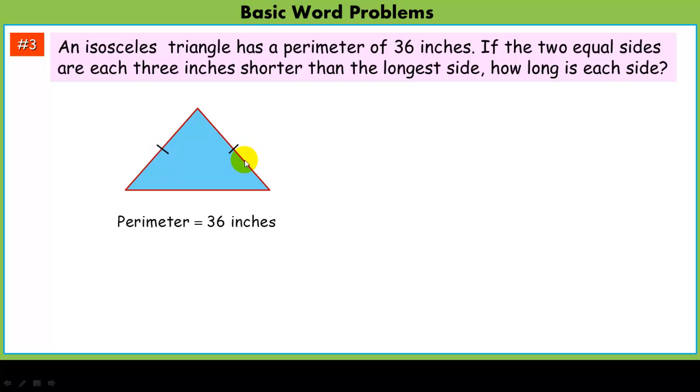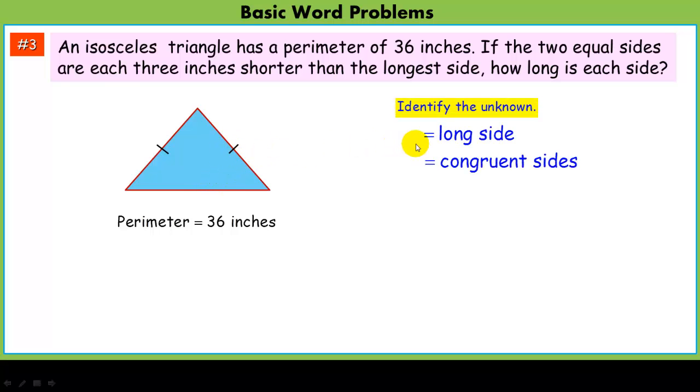Okay? Remember, the perimeter is all the way around, 36 inches. So let's identify the unknown. We have 2 things we need to figure out, the long side and the congruent sides. Notice plural, sides. So I'm going to say the long side is x. If the 2 equal sides are each 3 inches shorter than the longest side, 3 inches shorter than x is x minus 3. Notice I labeled both of the congruent sides.